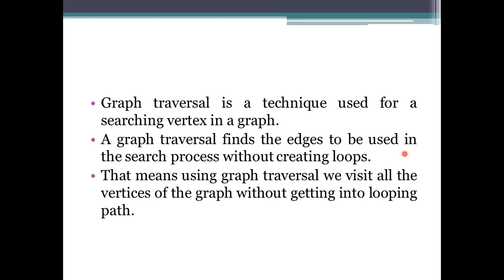So here, while traversing a graph, there should be no looping path. Looping path means, in a tree representation, the tree goes from top to bottom. There is no closing or graph-like structure. We have a root node at the starting position.